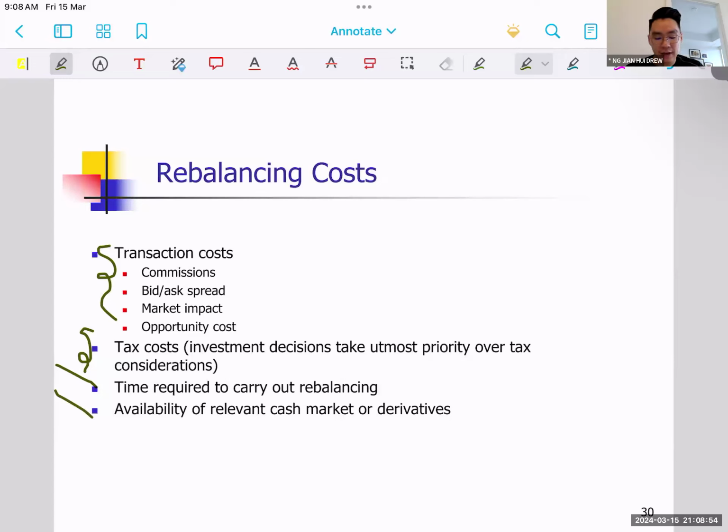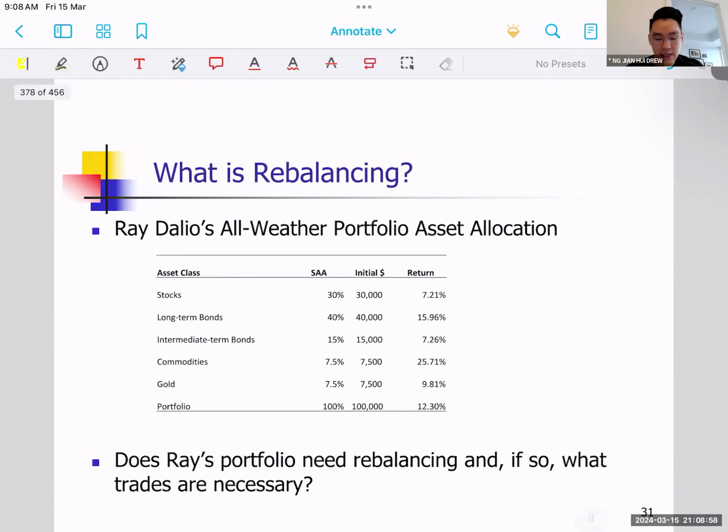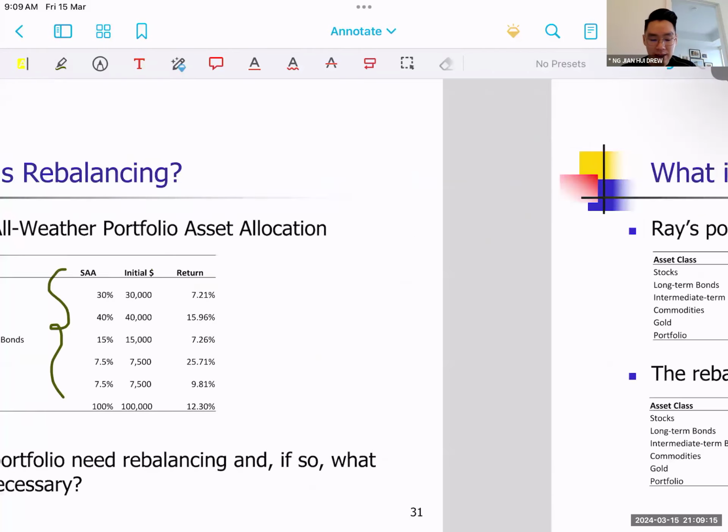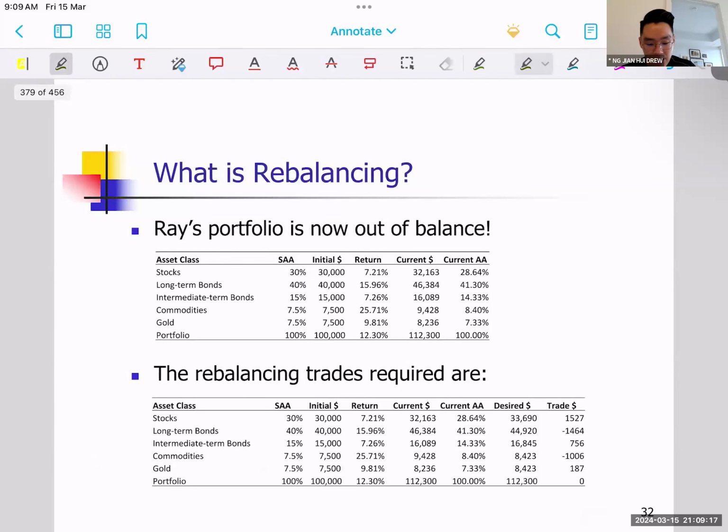And of course, whether you have cash to buy. Now, let's look at a simple example here. So we have a portfolio, the initial percentages, the SAA, strategic asset allocation, is given here. Now, the question is, do we need to rebalance? So let's look at what's happening to our portfolio. So our initial SAA is here, right?